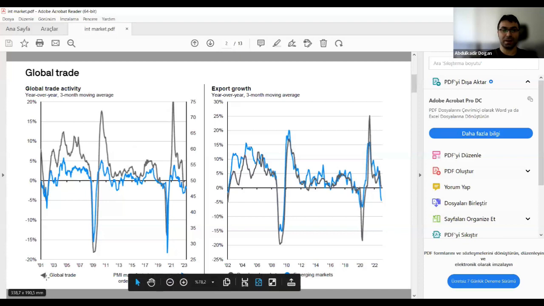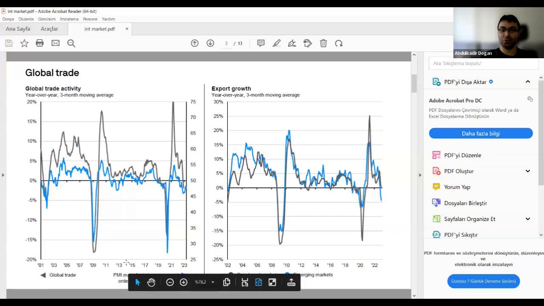As you see in the graph, on this left-hand side, this gray line represents the global trade activities year-over-year growth rate. In the 2 shrinking periods, you will see that this is the 2008 global financial crisis that started in the United States and spread over the world. During this time, the global trade activities shrank approximately 20% year-over-year.